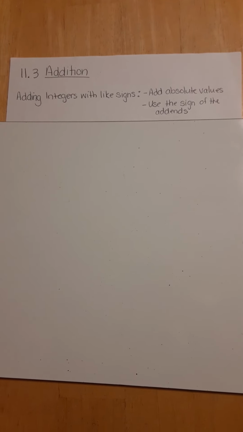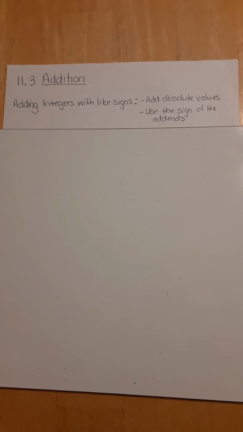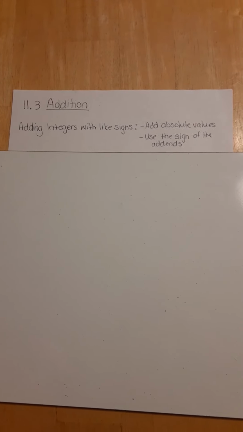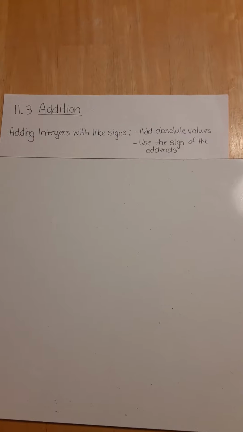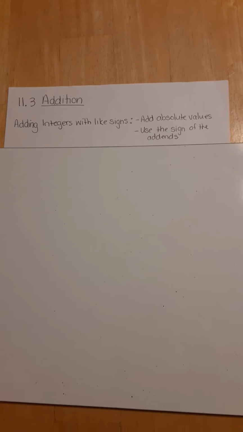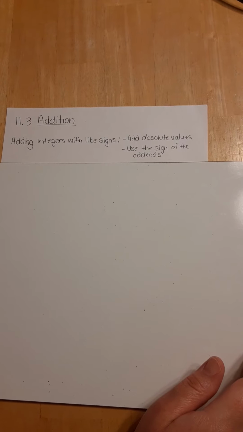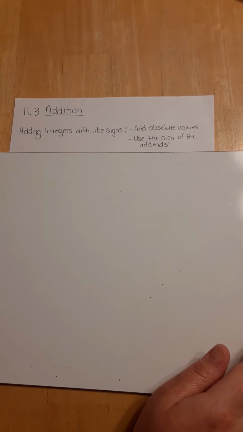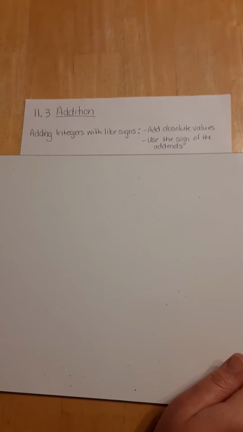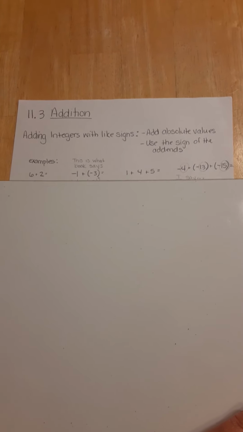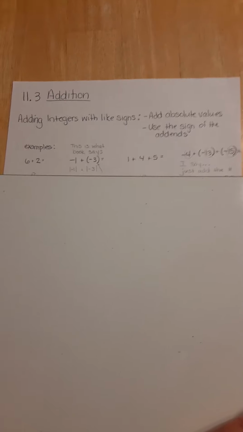Now, if you notice, your book is going to talk about taking the absolute value of the number, adding them together, and then using the sign. The absolute value makes it confusing. Just remember that the absolute value is simply making the number always positive. So here is how I explain to do things.